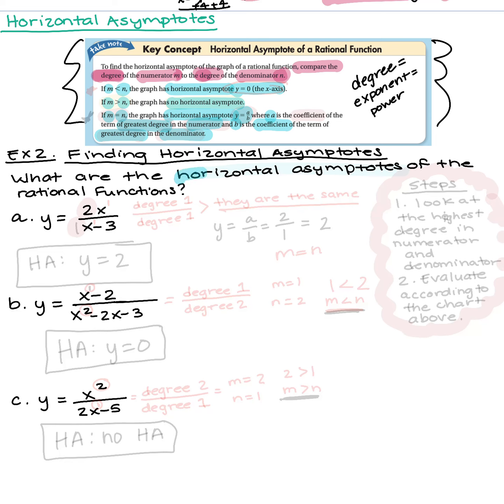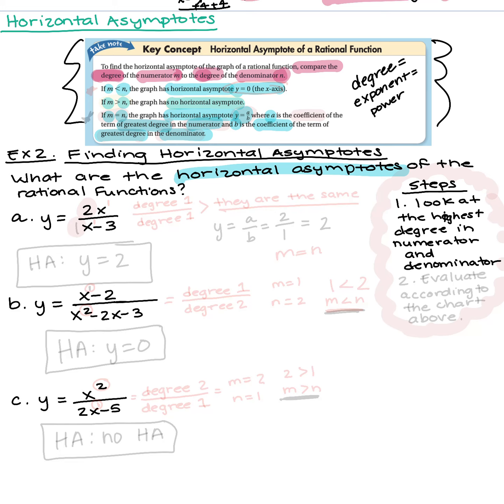Okay, so we want to know, what are the horizontal asymptotes of the rational functions? Well, what's the first step? To look at the highest degree. So, steps. 1, look at the highest degree in the numerator and denominator. Okay, so we're going to look at the highest degree in the numerator and the denominator.